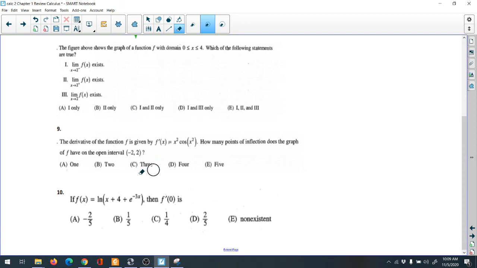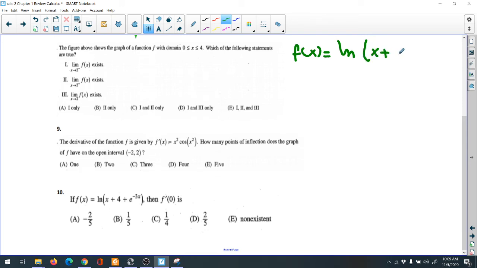Now we have question 10. F of x equals ln of x plus 4 plus e to the negative 3x. So this is the function: F of x equals natural log ln of x plus 4 plus e to the negative 3x. And we want to find the derivative, evaluate the derivative at 0. So let's find the derivative first.